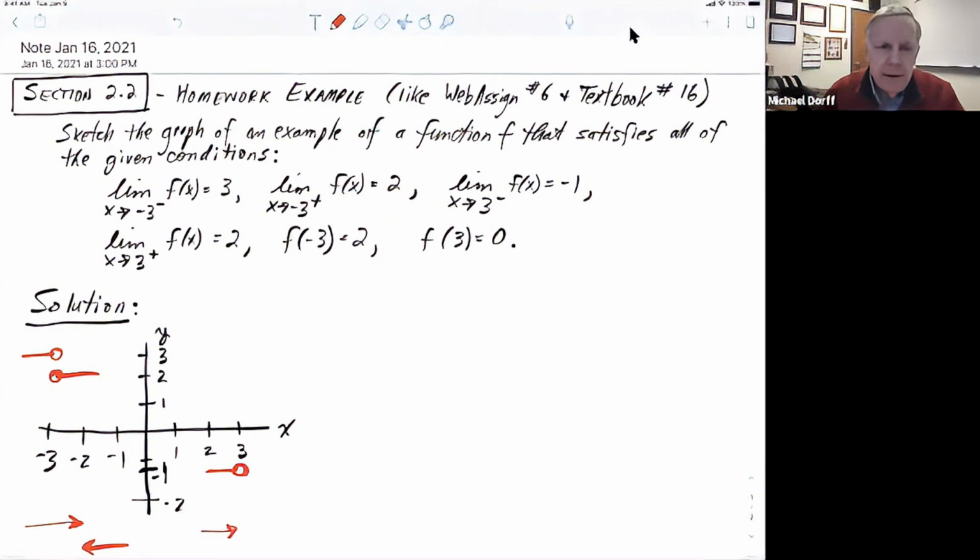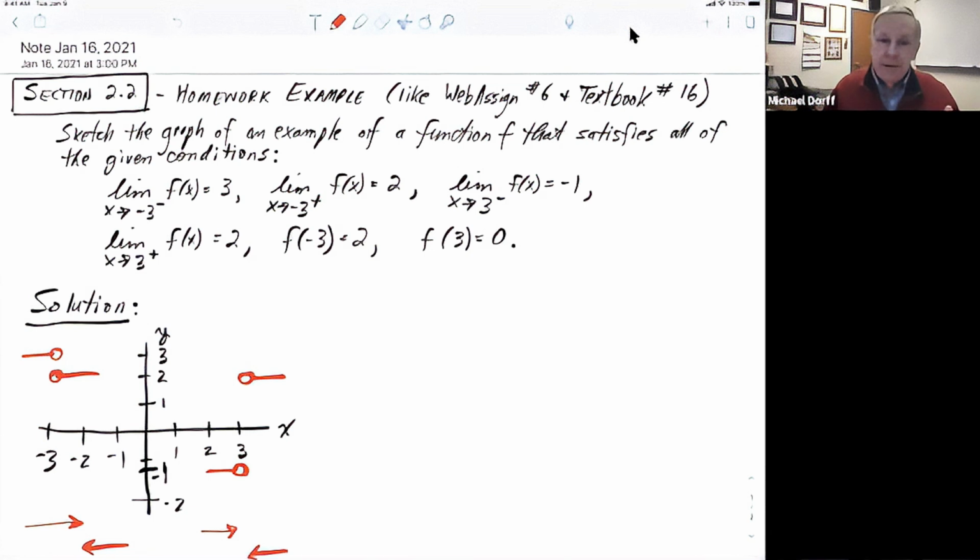The fourth one says the limit of f of x equals 2 as x goes to 3 from the right. So now I'm going to get a 2 value here, and I'm going to put an open circle like that. Again, this means I'm going from right to left, and I'm approaching x equals 3. I'm going to put an open circle at x equals 3 because this doesn't tell me what happens when x is equal to 3.